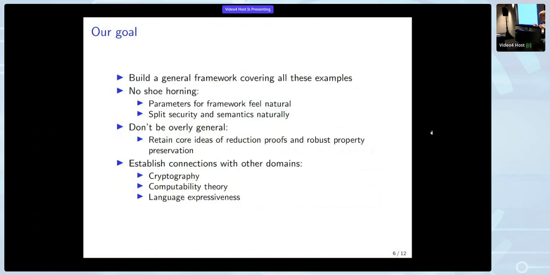Okay, so our goal is to make a general framework that covers all these examples, and specifically, we'll probably have to compromise on these things, but no shoehorning. This means the parameters of the framework should feel natural, and the security and the semantics should stay split. We don't want it to be overly general, because then we're not really saying anything useful anymore. And we hope to establish these connections with cryptography, computability theory and language expressiveness in a deeper way.